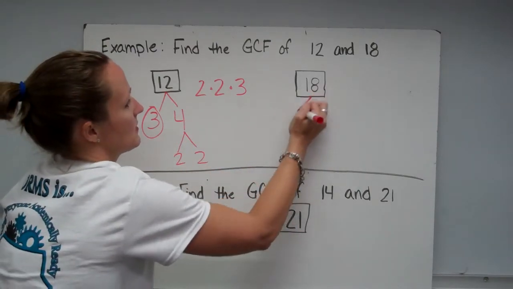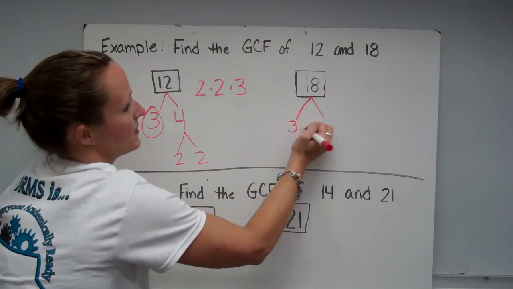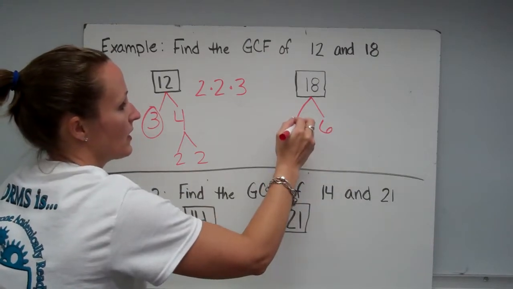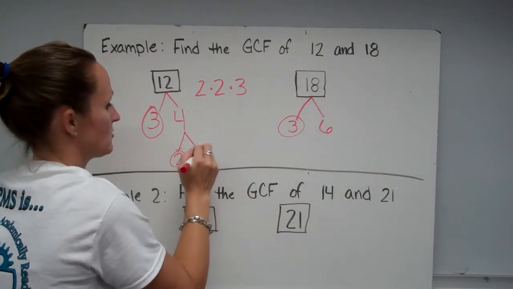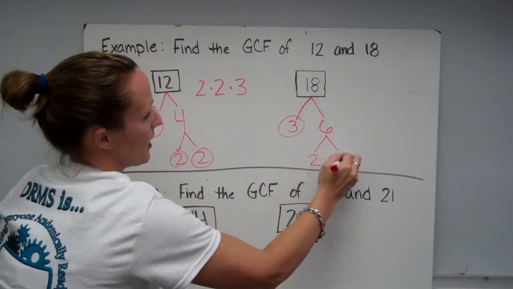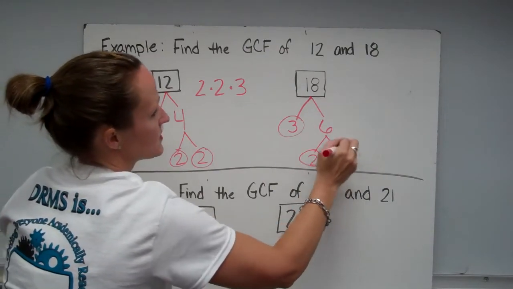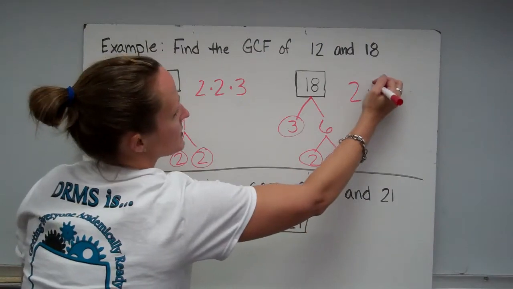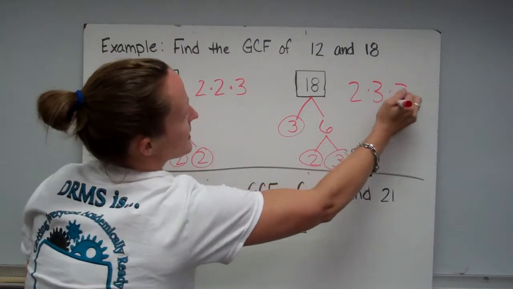18 can be 3 times 6. Again, 3 is prime. Whoops, I forgot to circle over here. 6 becomes 2 and 3. So for this one, we have 2 times 3 times 3.